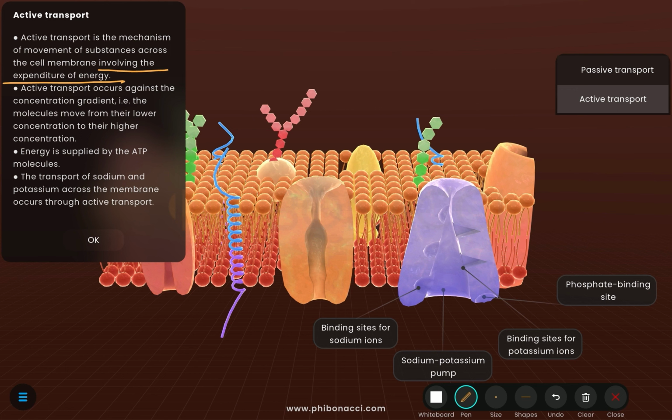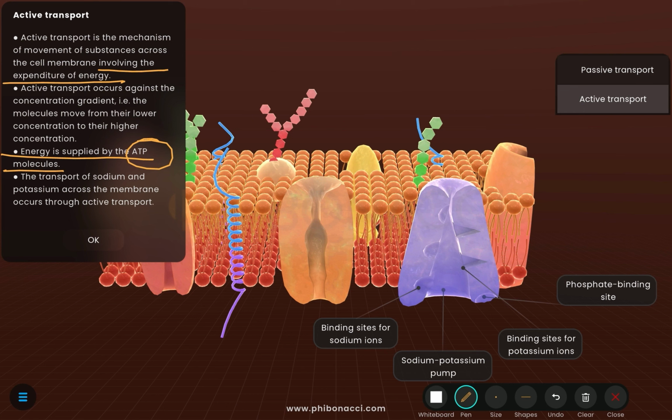What does that mean? It takes place from a region of lower concentration of that particular substance to a region of higher concentration of that substance. So that is the second important thing that needs to be kept in mind when we're talking about active transport. The third thing is that the energy that is required is supplied by ATP molecules. I said expenditure of energy is involved, and that energy is given by these ATP molecules.